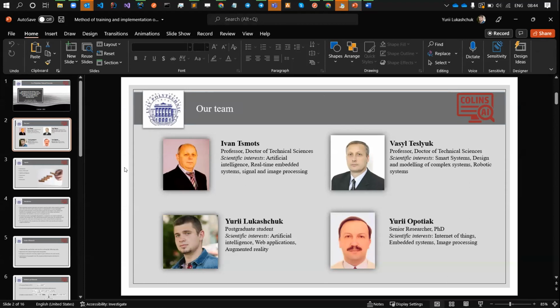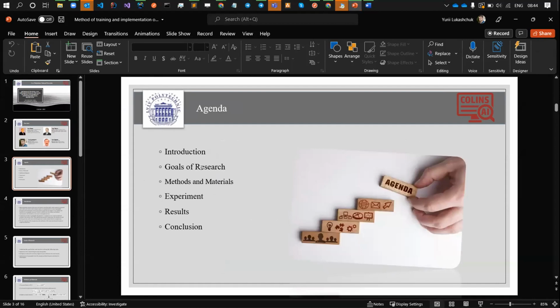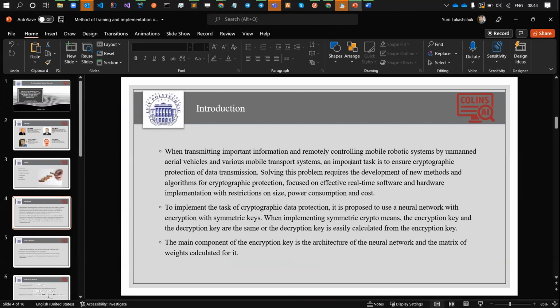Okay, now let's move to the agenda. First of all, we will start from the introduction, then I will talk about some goals of our research, then we will talk about methods and materials. Then I will show you some experiments that we performed, and then I will show you our results. In the end, we will have conclusions. Introduction.